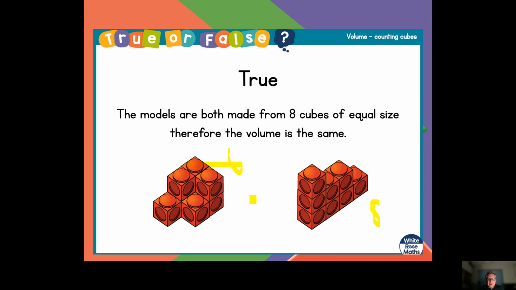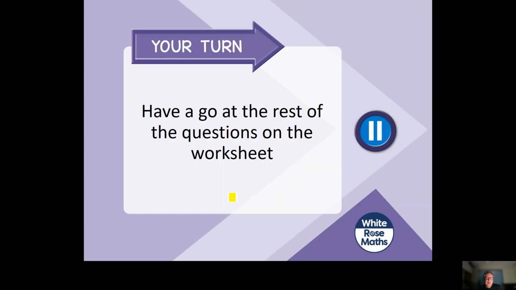If you're not quite sure, pause, have a look at it. If you do happen to have any cubes, maybe bits of Lego. I think Lego has little square shapes. They don't need to be 1 centimetre. You can kind of get a feel for how some of them get hidden in this 3-dimensional drawing. And then have a go at the rest of the questions on the worksheet.